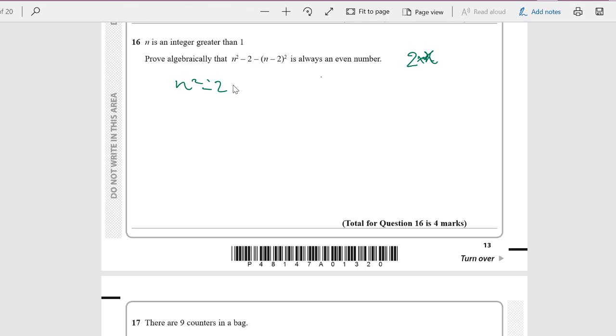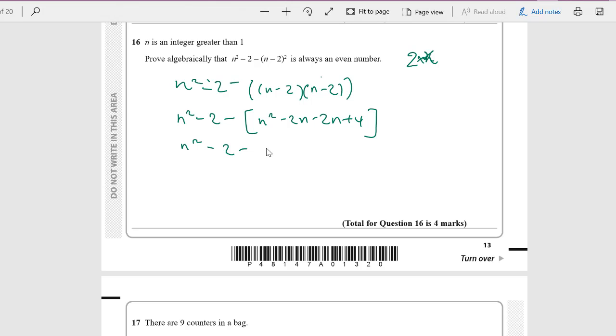So n squared minus 2 minus, and I'm going to expand this. We have (n minus 2)(n minus 2), and then if I expand out, I get n squared minus 4n plus 4. All we've done here is expand this and collect the like terms. Now I can open up the brackets in the other part of the expression: n squared minus 2 minus n squared plus 4n minus 4. Let's simplify. The n squared terms cancel, and I get 4n minus 6.